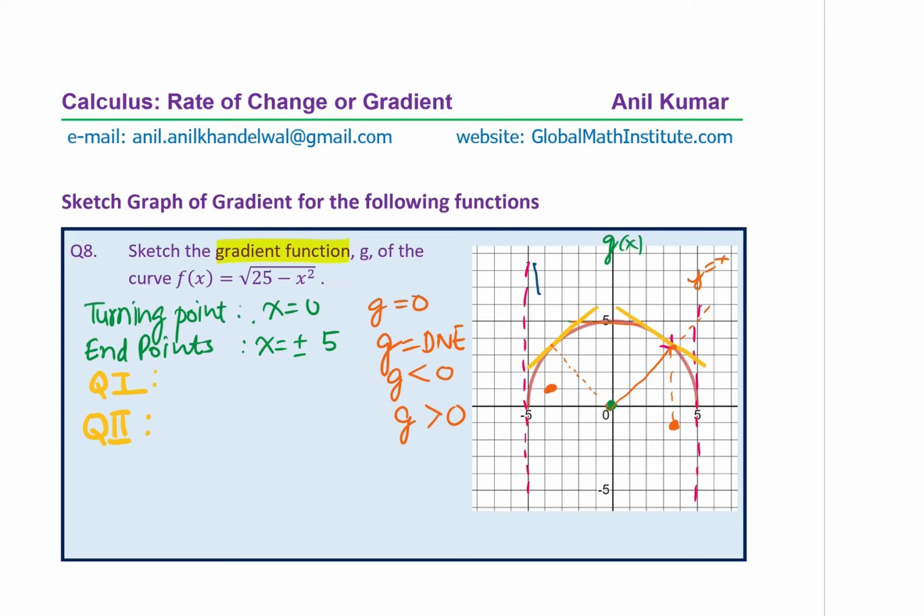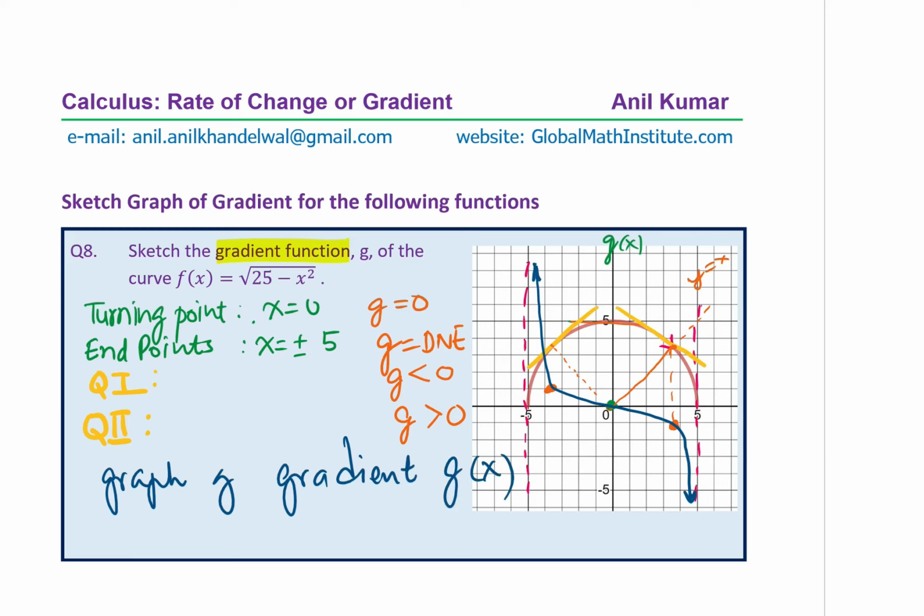So it can go like this, and there you go. So that becomes the graph of the gradient function. Do you see that? So that becomes the graph of the gradient function. Is that clear to you, right?